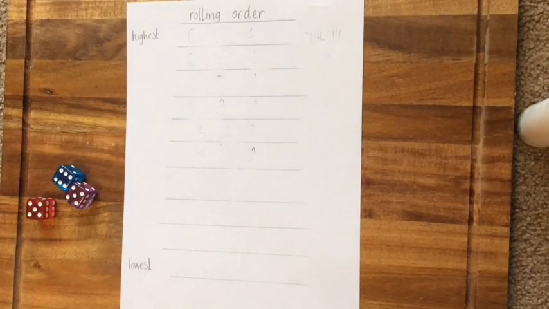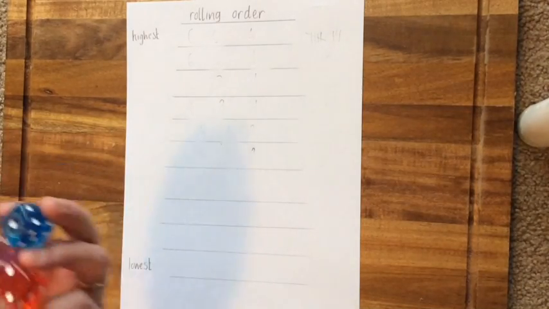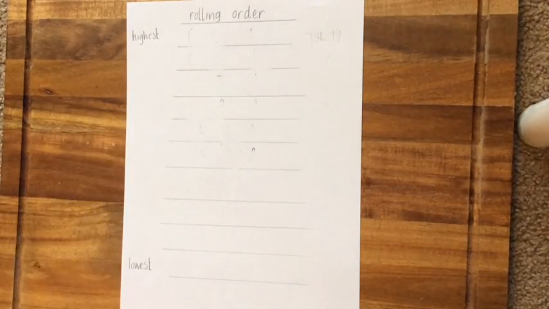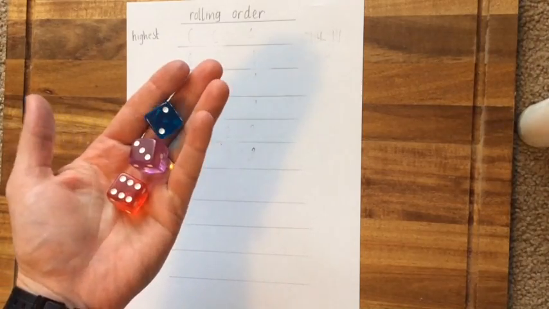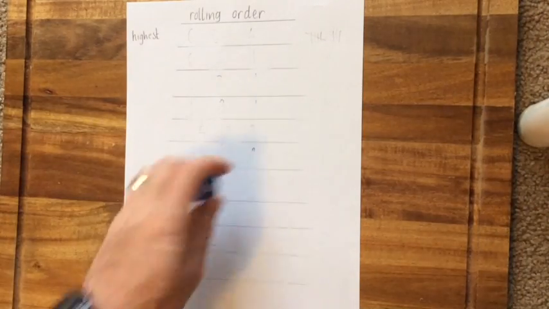Okay, the idea is you need to roll dice. You're going to get some dice, 2, 3 or 4 dice. And you need to order your dice from lowest number to the highest number. When you roll the dice, you can order them any way you like to make a number that suits you.